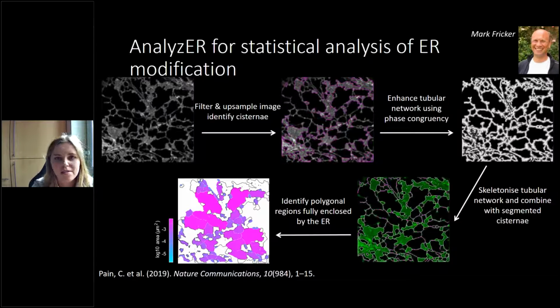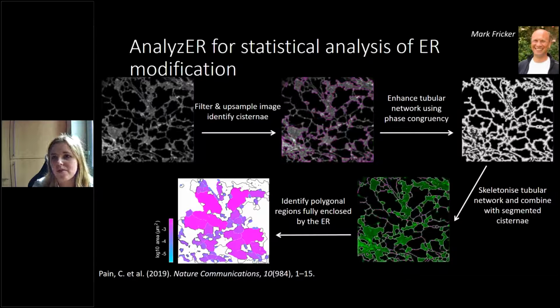Once we've found our cisternae, we can exclude them and go on to enhance the tubular network using phase congruency filters. These are particularly interesting because they cope very well with changes in intensity, which you get along ER tubules. They're not consistently bright in one color.